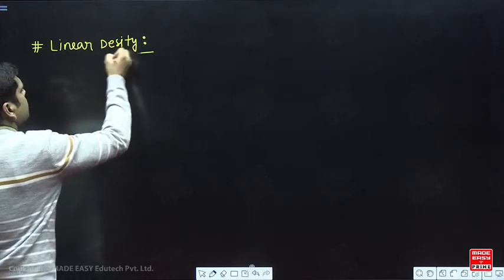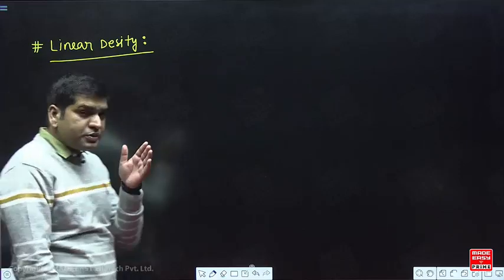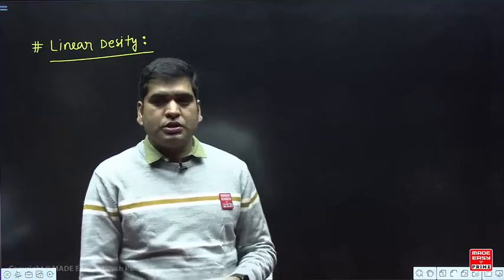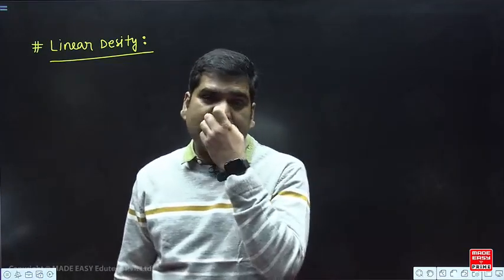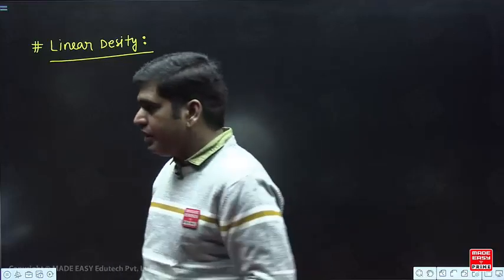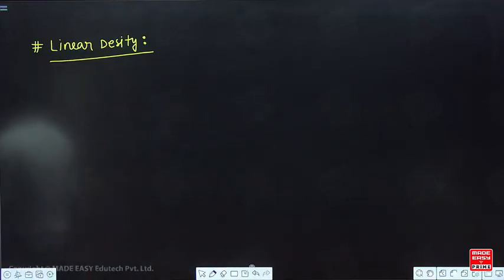Suppose we want to calculate atomic density in a particular direction. That density is known as linear density. It is defined as the number of atoms per unit length.